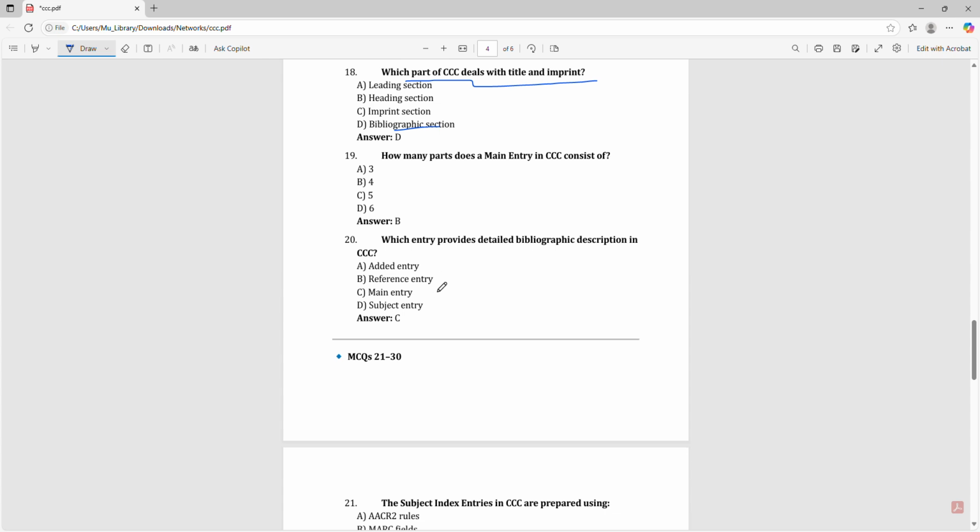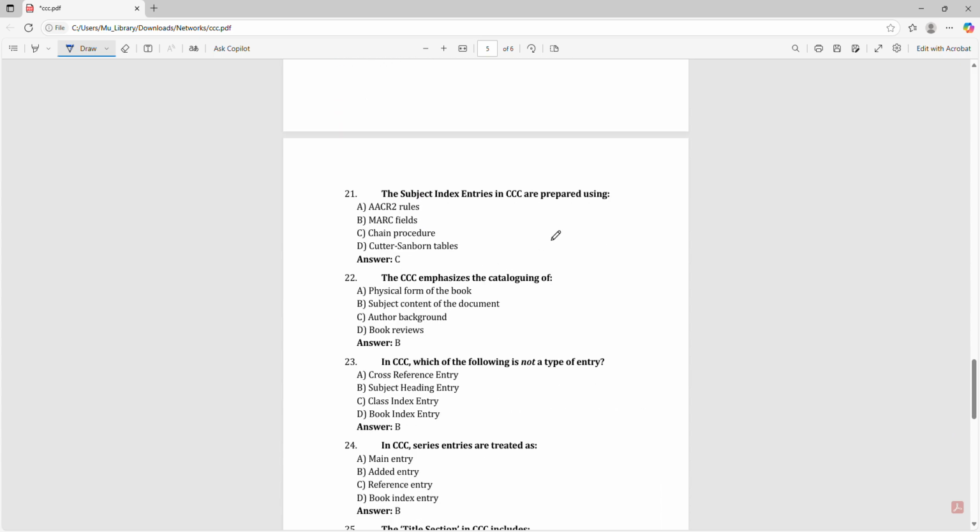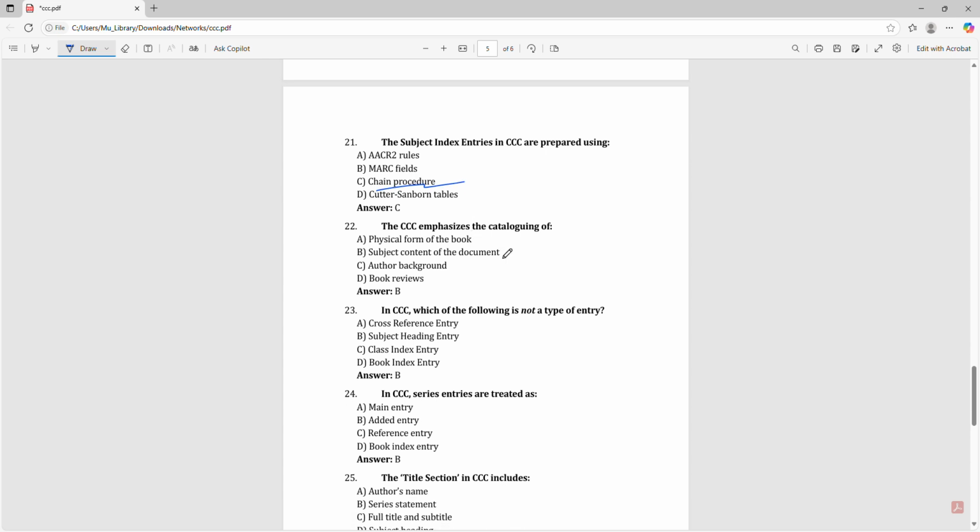Bibliographic section. How many parts does a main entry in Triple C consist of? 4. Which entry provides detailed bibliographic description in Triple C? Main entry. The subject index entries in Triple C are prepared using chain procedure. The Triple C emphasizes the cataloging of subject content of the document.